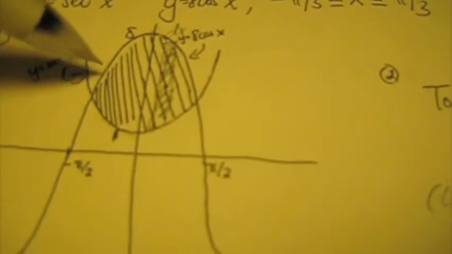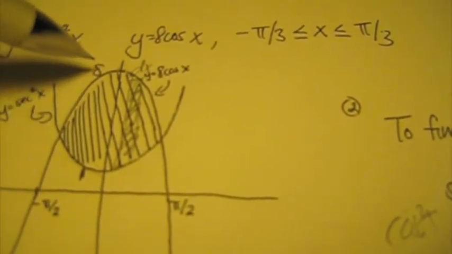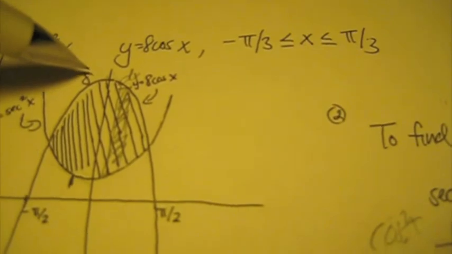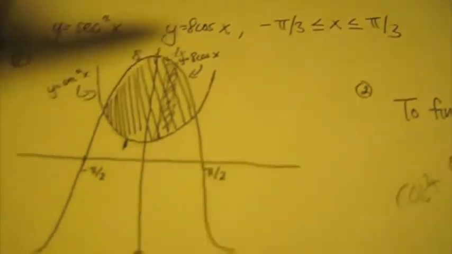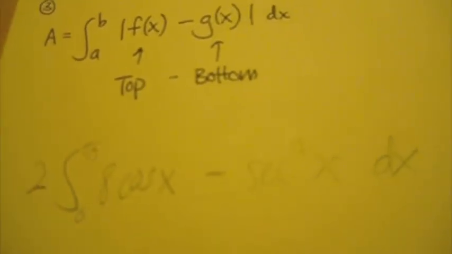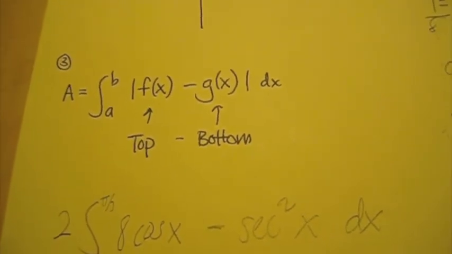Now, this 0 to pi over 3 only covers this portion of the graph. We also need to take this negative pi over 3 to 0 into account. And as you can see, 8 cosine x is still the top, and secant squared x is still the bottom. So you can just take the integral of this and multiply it by 2, since they're symmetrical. So now we have our equation set up.